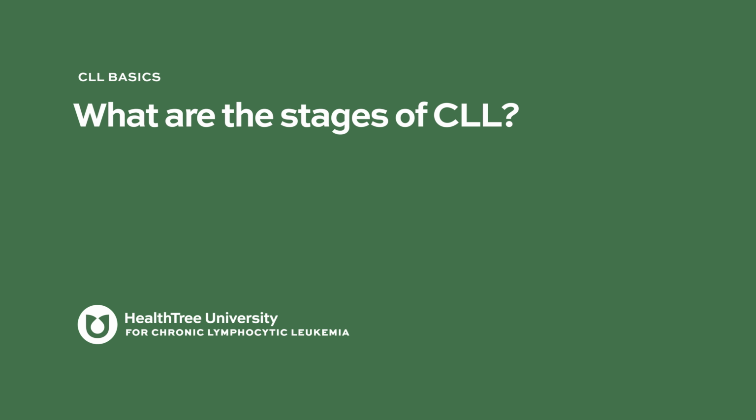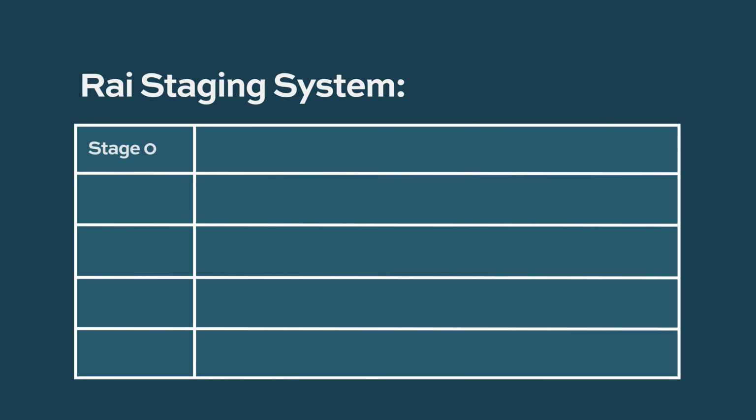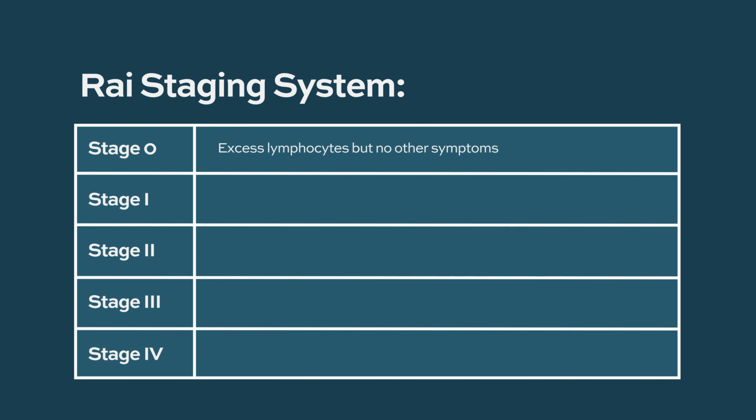What are the stages of CLL? So in the United States, the Rai staging system is what we use to stage chronic lymphocytic leukemia. There's Rai stage 0, 1, 2, 3, and 4. Rai stage 0 is when you have excess of the lymphocytes, but you don't have any other problems that you can discern. In Rai stage 1, you develop lymph gland swelling.